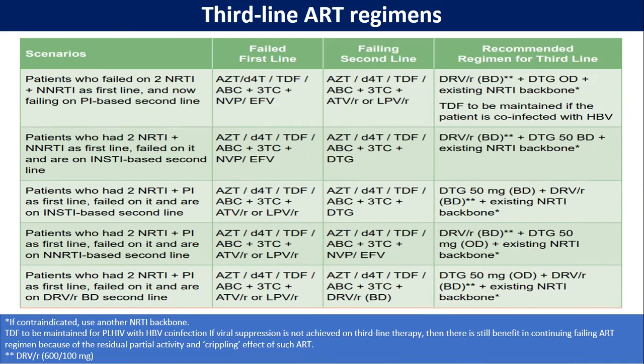And for all PLHIV with comorbid hepatitis B, tenofovir needs to be continued. And in case of any contraindication to tenofovir, such patients are to be referred to the National Viral Hepatitis Control Program for entecavir. And for those patients without any hepatitis B and indicated for tenofovir, we need to change to another NRTI backbone. So if tenofovir is contraindicated, we are going for abacavir, AL.